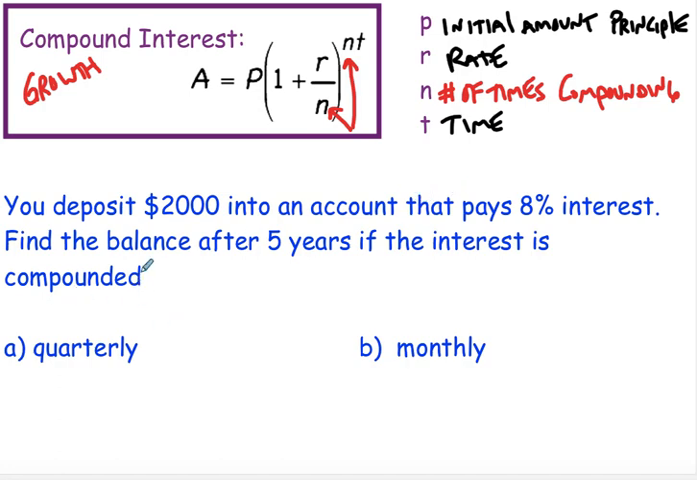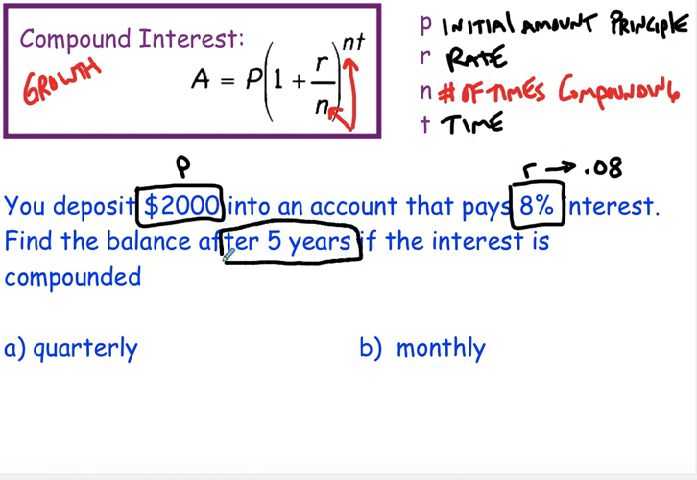So here's an example. You deposit $2,000 into an account. So this is how much we're starting with. So that would be our principal, our initial amount. So that's P. So that's what we're depositing into an account that pays 8% interest. So that is our rate. But remember that we're going to plug it in as 0.08. We want to find the balance after 5 years. So that is going to go into our T for time. And we want to figure out what our balance is if we're compounding quarterly. So if we're compounding quarterly, that's 4 times a year.